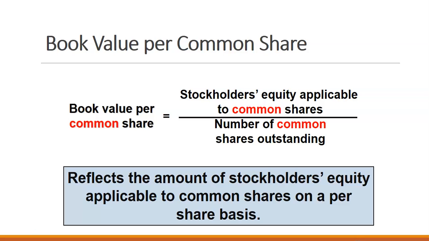So this is our total stockholders' equity applicable to common shares. So this is the retained earnings minus preferred dividends plus our paid-in capital plus our common stock account, divided by the number of common shares outstanding. So this shows us what amount of stockholders' equity is applicable to common shares on a per share basis. That is the end of chapter 11.